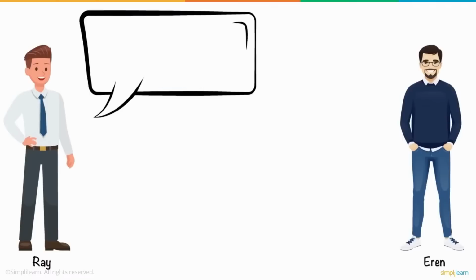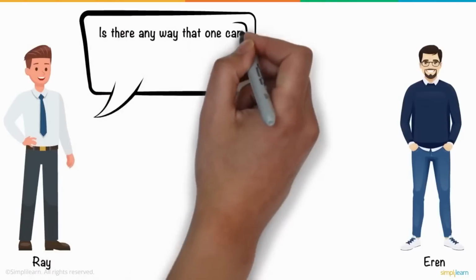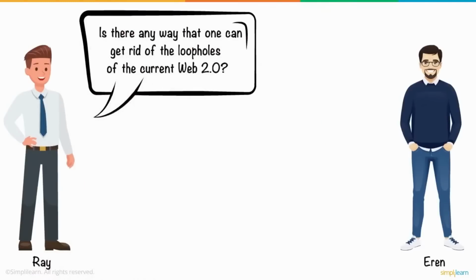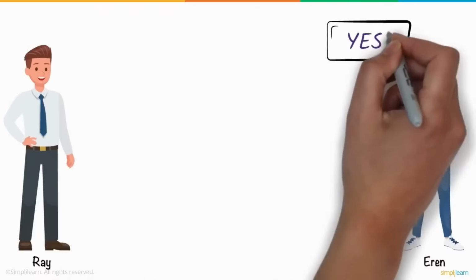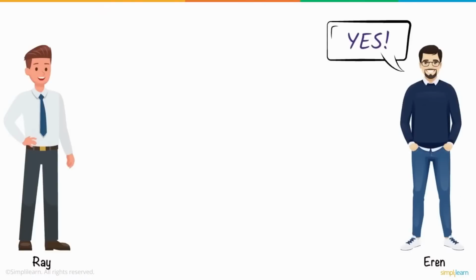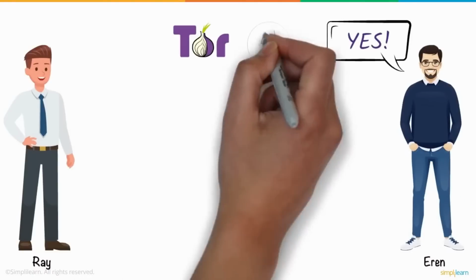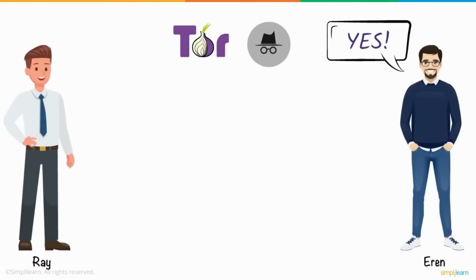Ray, out of his concern, asked Aaron, "Is there any way that one can get rid of the loopholes of the current Web 2.0?" Aaron answered, "Yes, there are a lot of ways to do that, using Tor browser, incognito mode, etc. But these are not permanent solutions, and there can be fluctuations in their reliability.